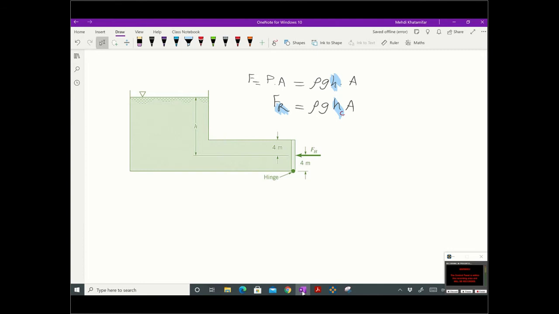Good. Okay. What's the difference between HC and YC? If I want to put XY, you see that HC is going to be the same. HC is the distance from the centroid to the surface.